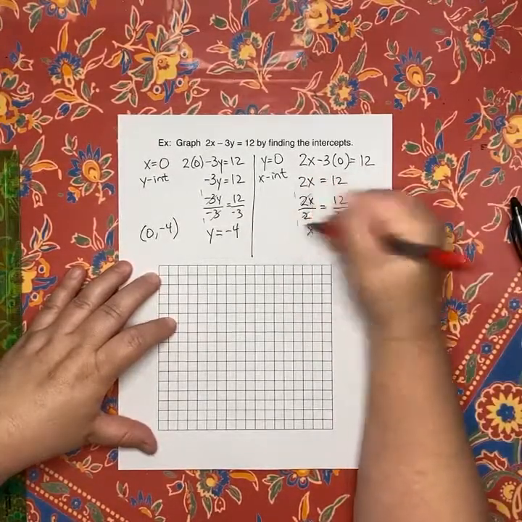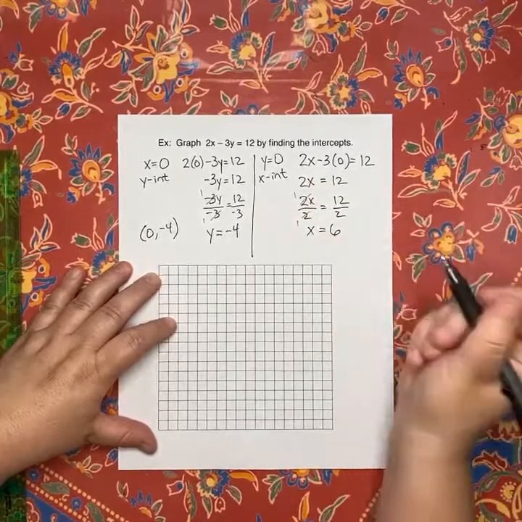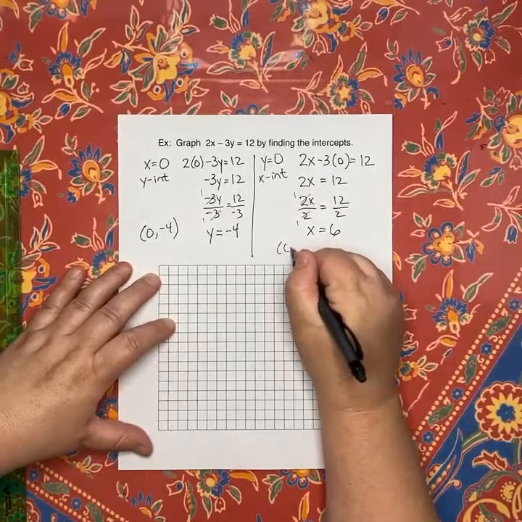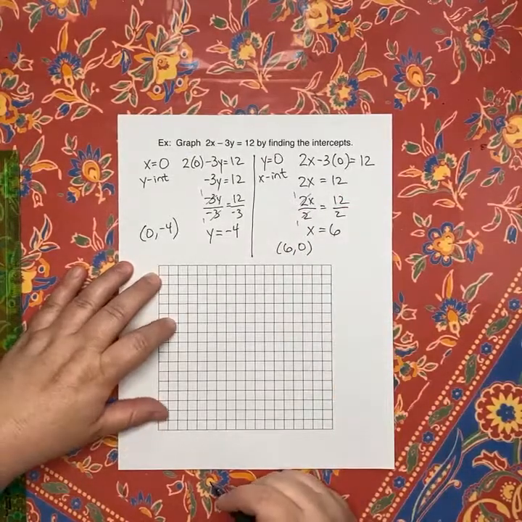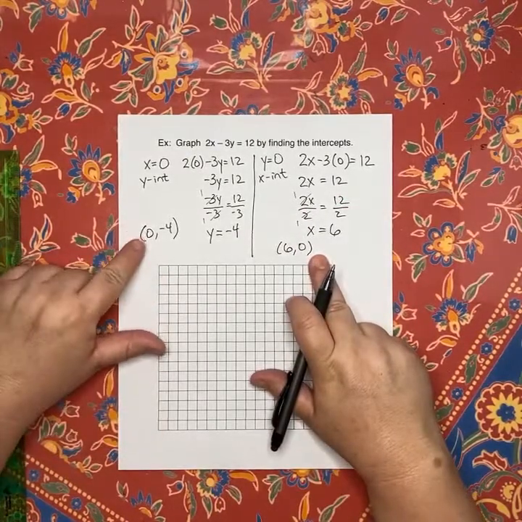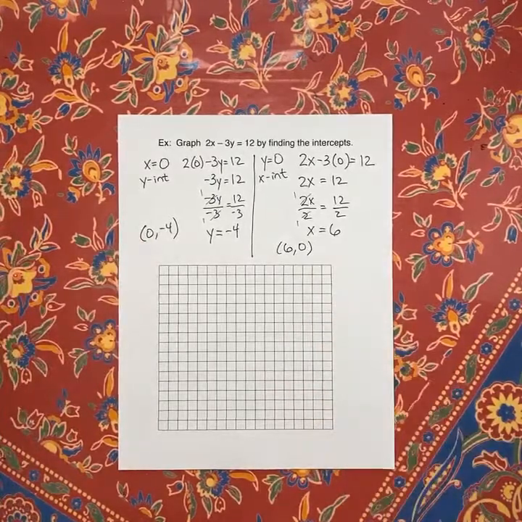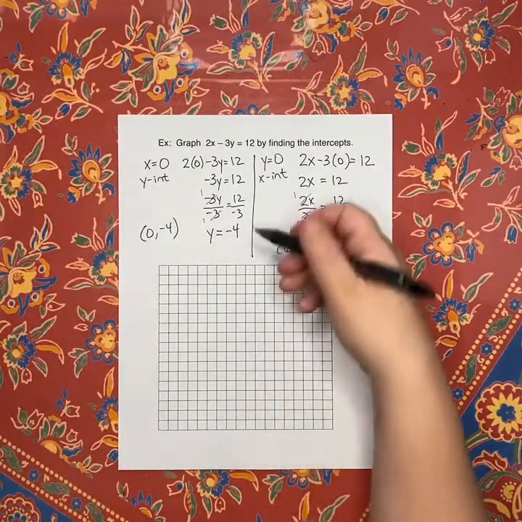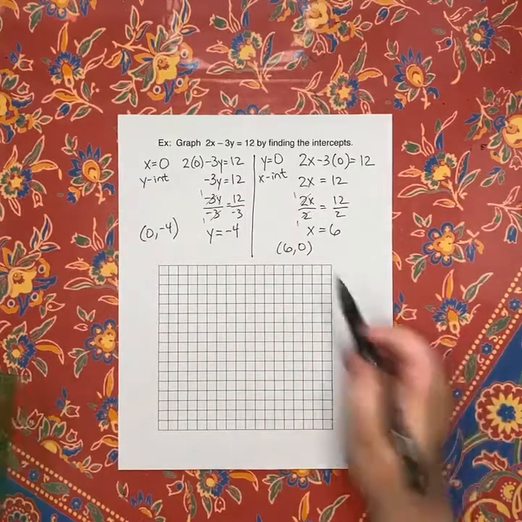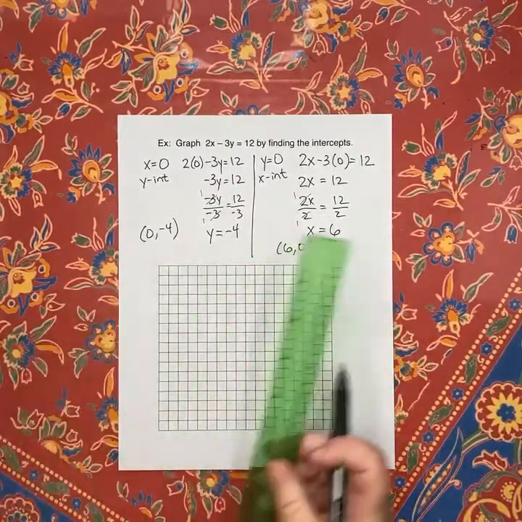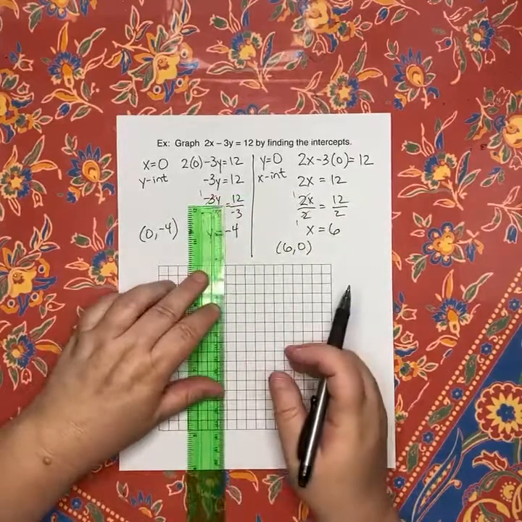Cancel, cancel, cancel, cancel. So my coordinates, or my ordered pair, is 6, 0. Remember, y is 0 there. I've got my x-intercept. I've got my y-intercept. I need to go to the right to positive 6, and I need to go down to negative 4. That should not be a problem.